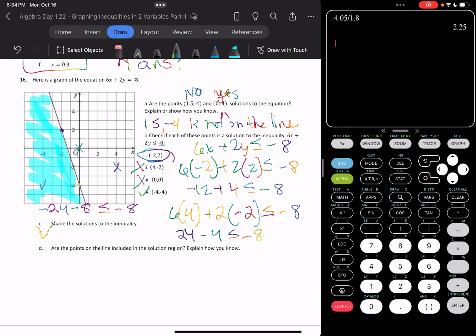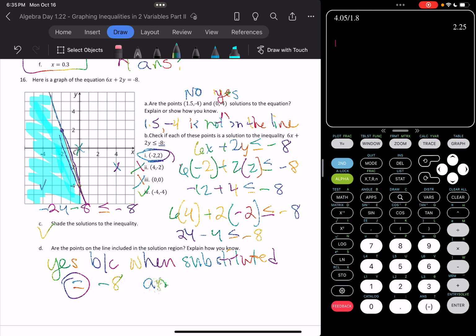So for our next, we did that, we shaded it. And it says, are the points on the line included in the solution region? Explain how you know. So are these points on this line part of the solution? And the answer would be yes, because when substituted, they equal our solution. They equal negative 8. And it is less than or equal to, right? That less than or equal to part is really important.